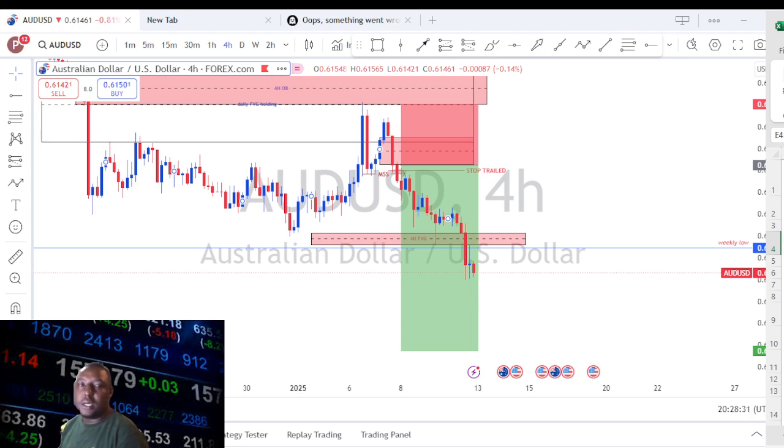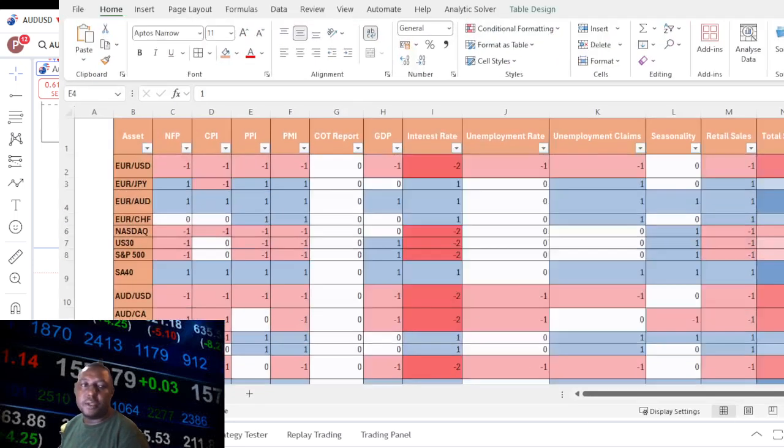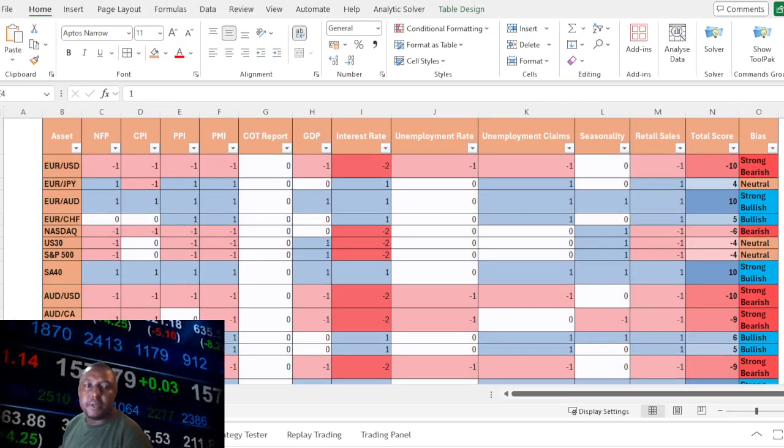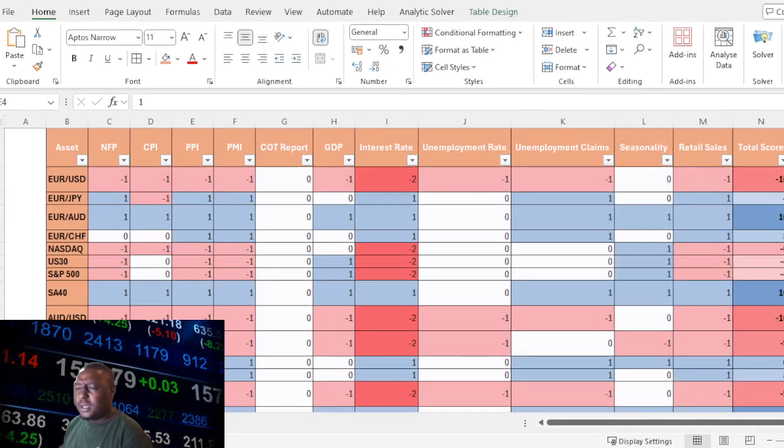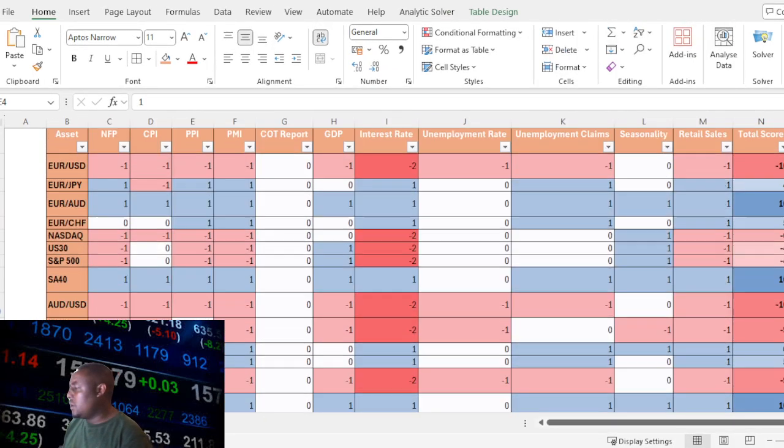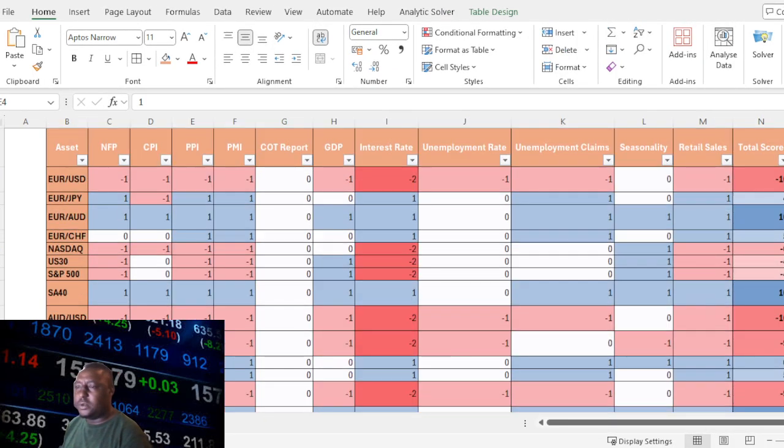So just a quick overview of the spreadsheet that I use. You can clearly see we have all of these assets here that I trade. You look at NFP, CPI, PPI. These are the parameters that I use to determine my bias with a total score. So for the coming week, let me filter, looking at the bearish side of things.